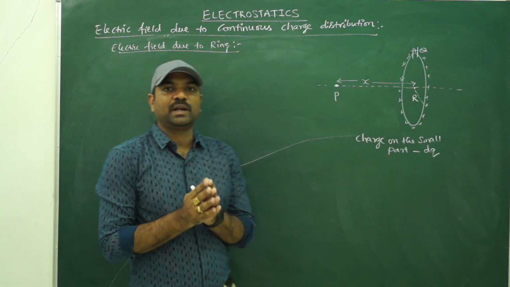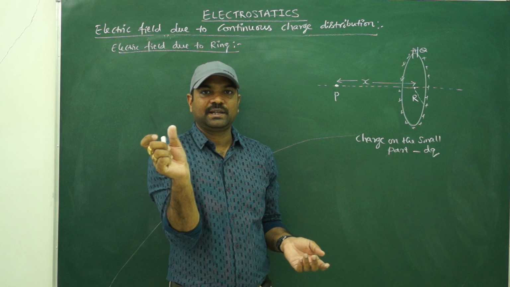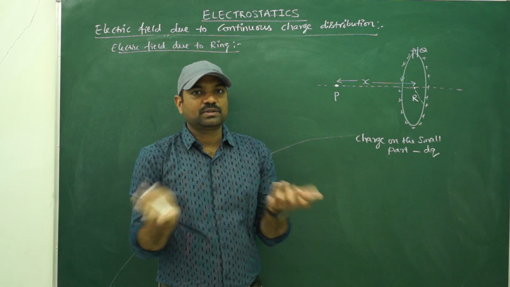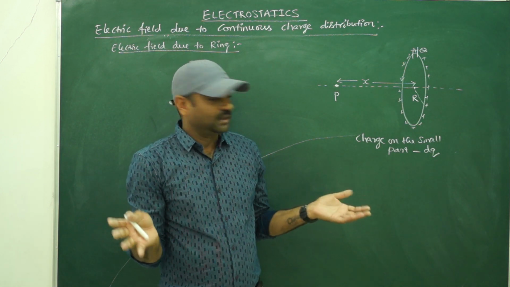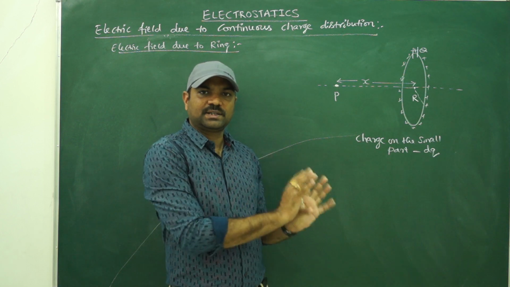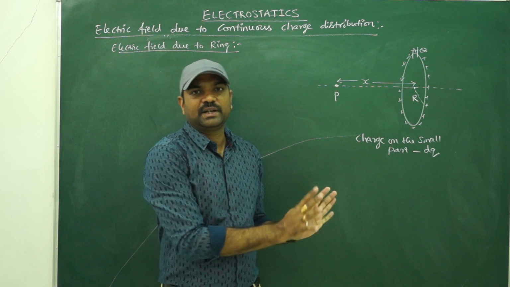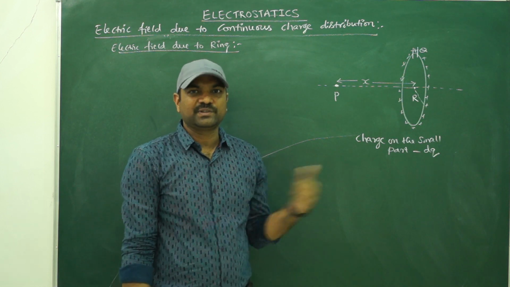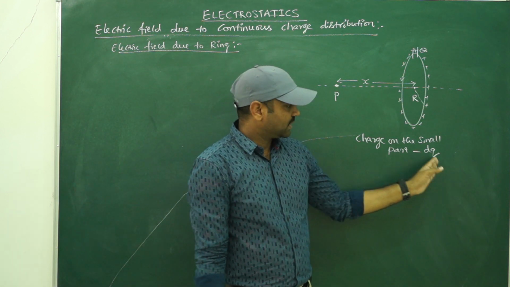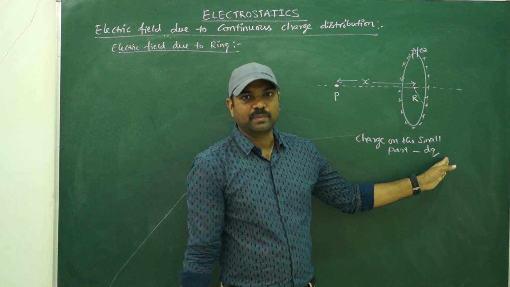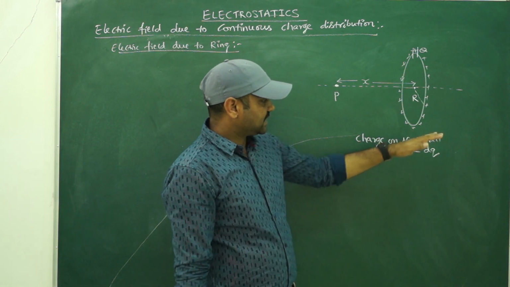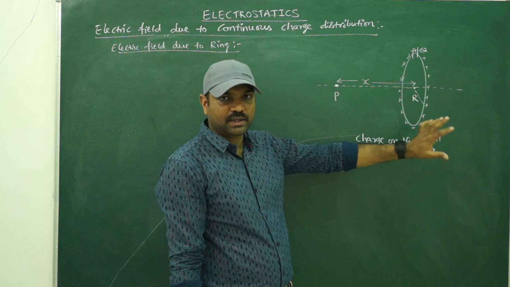I didn't take any small part dimension, meaning dx length or d theta angle. Those dimensions I didn't take here. Simply, the charge on the small part is dq. So what is the exact value of dq? We don't know. It's simply dq, and there is an importance to this. No need to take any dimensions of the small part. The charge on the small part is dq. That is a given thing.